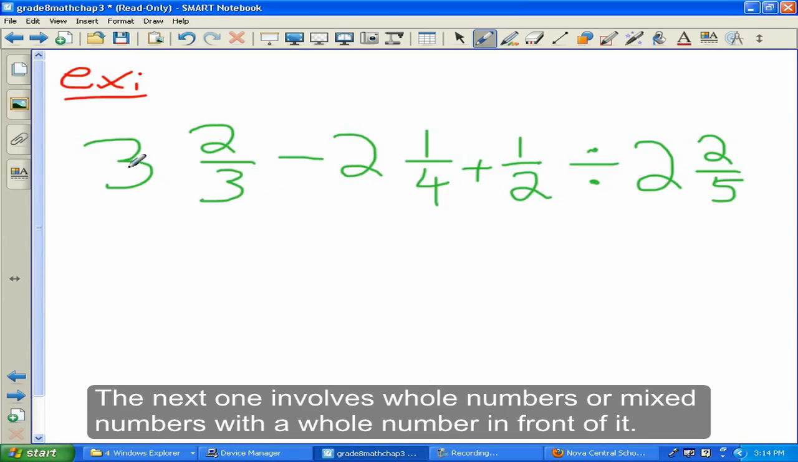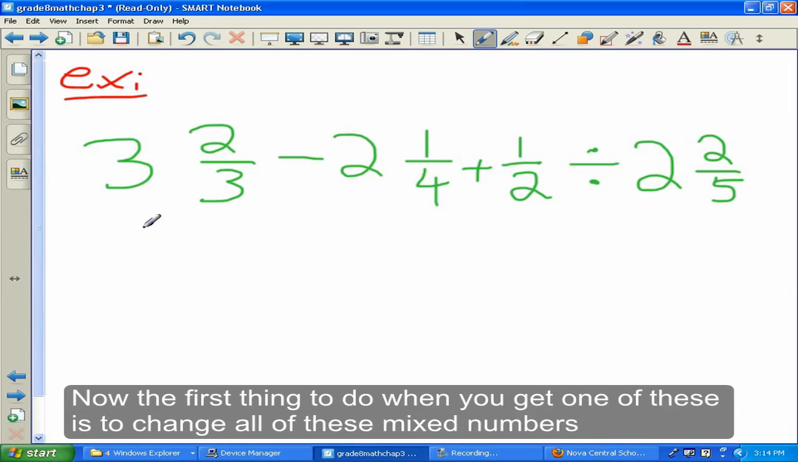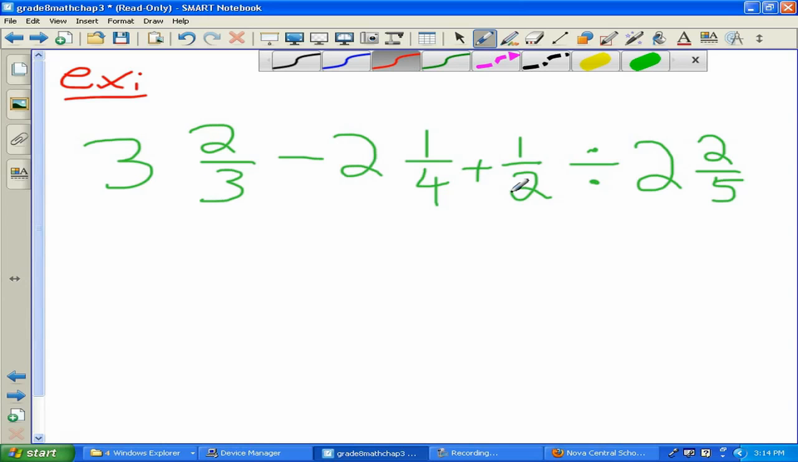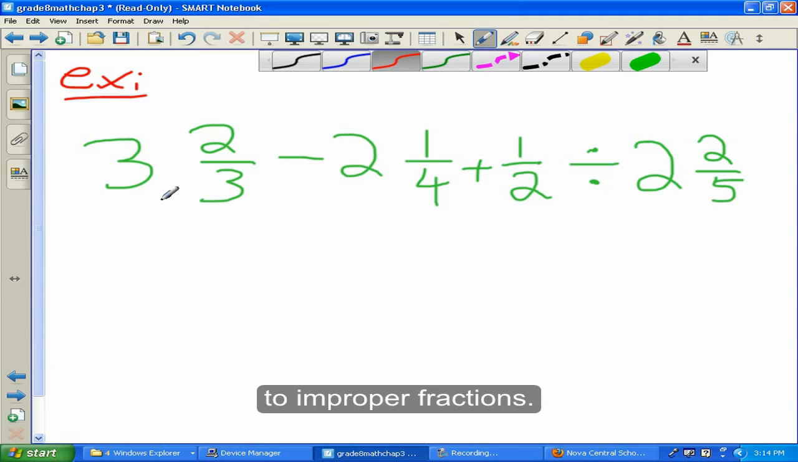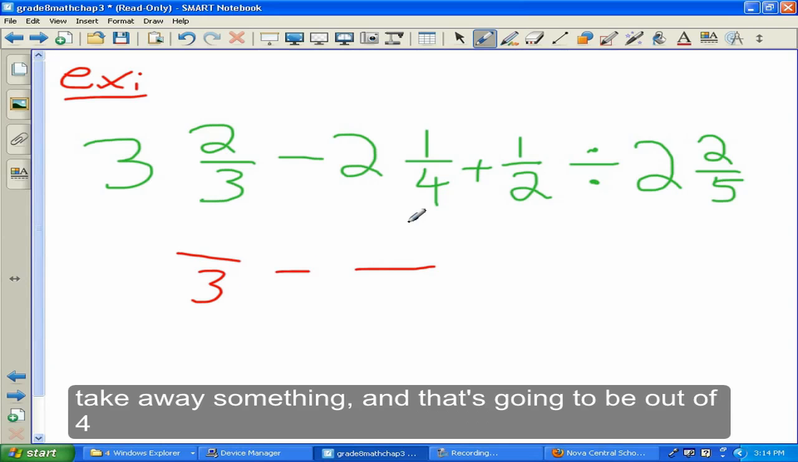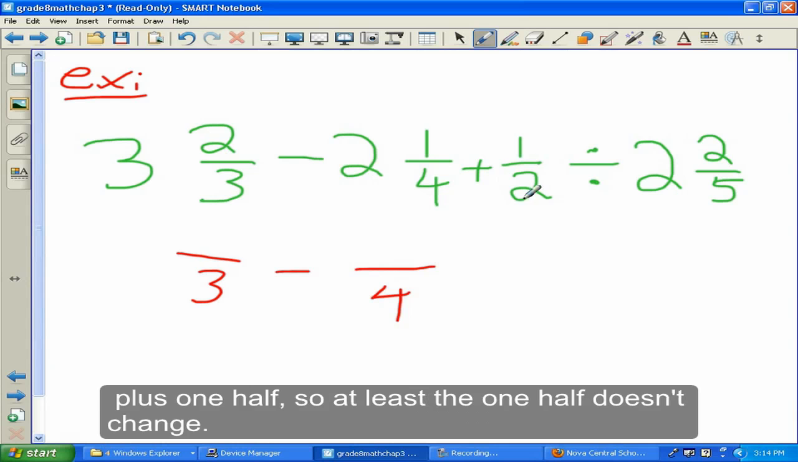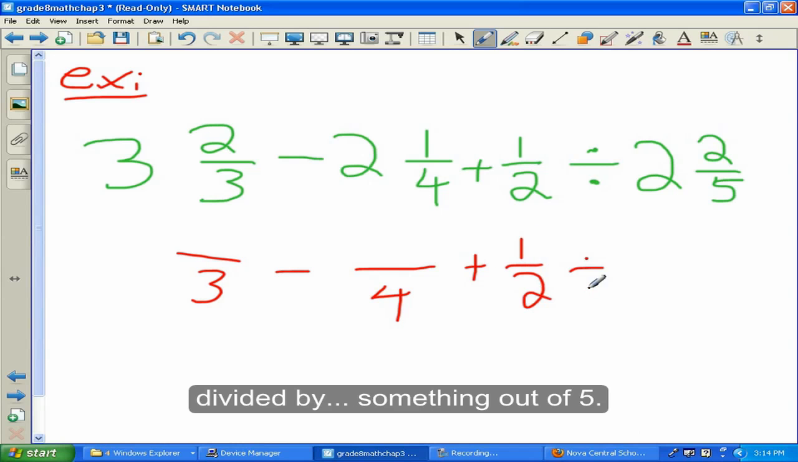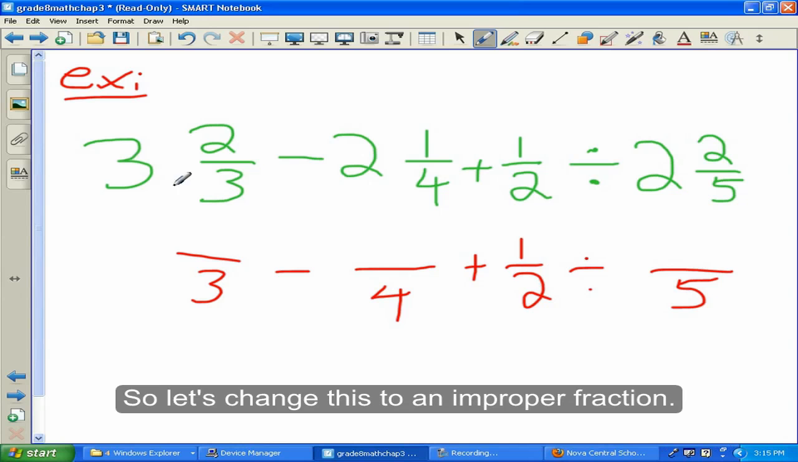The next one involves whole numbers, or mixed numbers with a whole number in front of it. Now, the first thing to do when you get one of these is to change all of these mixed numbers to improper fractions. So let's do that. So this one's going to be out of 3, take away something, and that's going to be out of 4, plus 1/2, so at least the 1/2 doesn't change, divided by something out of 5. So we're going to change these. So let's change this to an improper fraction.